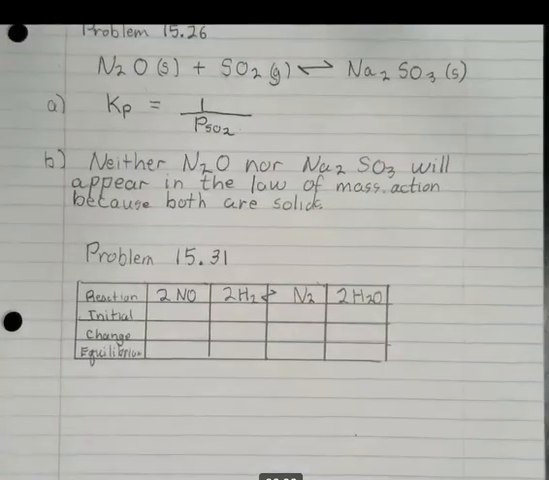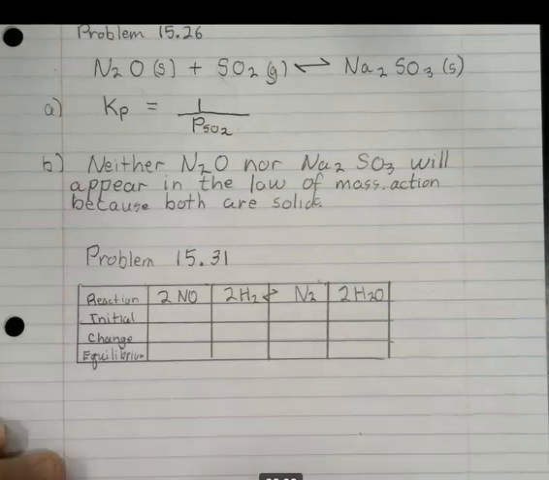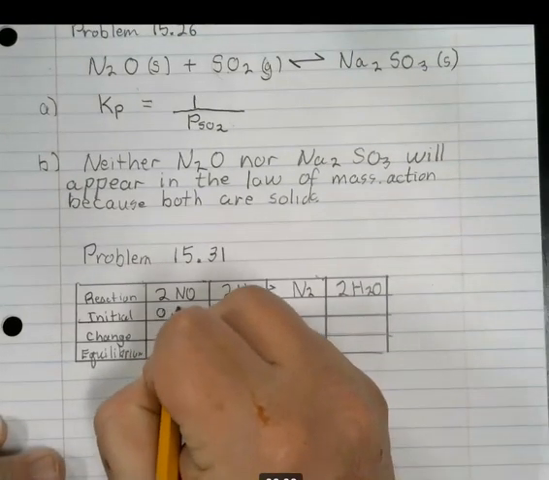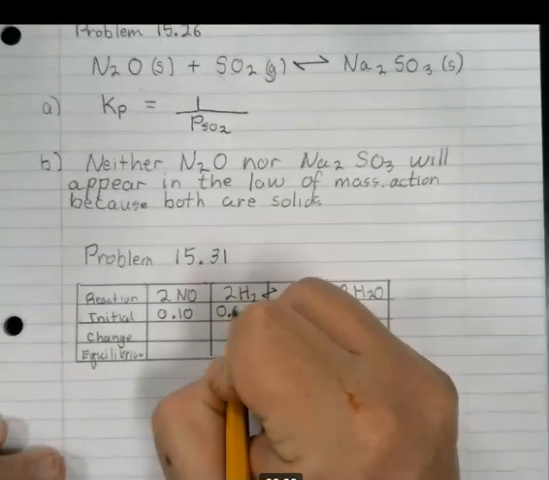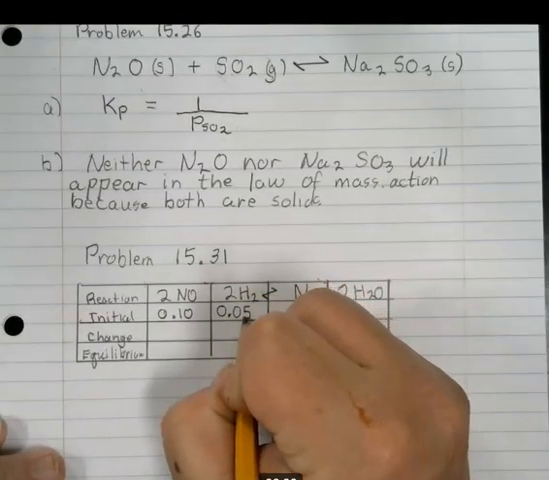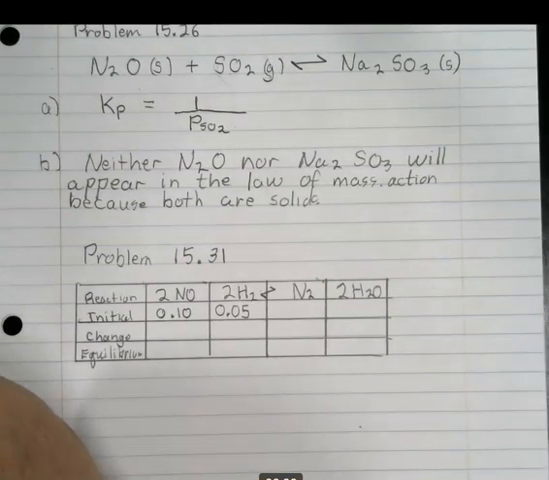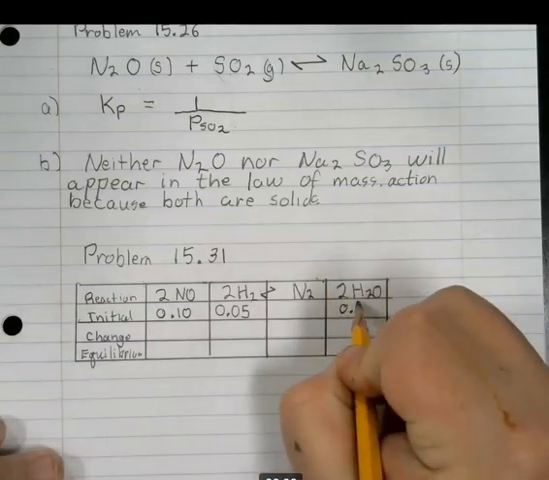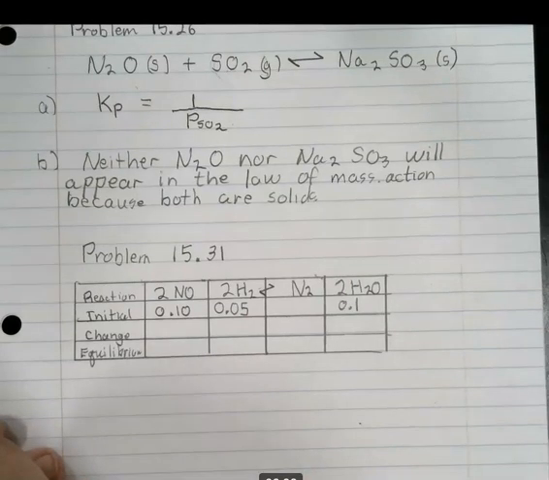Okay, so it gives us initial concentrations of 0.1 mole NO. We'll put that in the initial row. And then it's 0.05 moles of H2. And I'm going to maybe omit some of these trailing zeros here. And then finally it's 0.1 moles of H2O. Like that. The other thing that they give us is the equilibrium concentration of NO, and that's going to be 0.062.